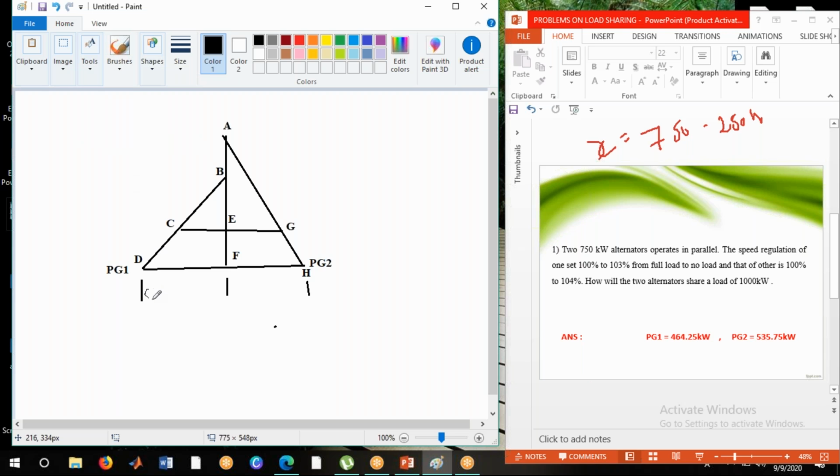So the generation between this is 750 kilowatts, here 750 kilowatts. So this is the individual capacity of each. And by using these two generators, we have to schedule that for 1,000 kilowatts.